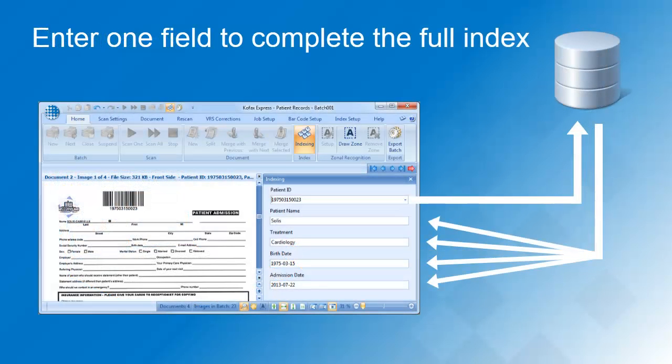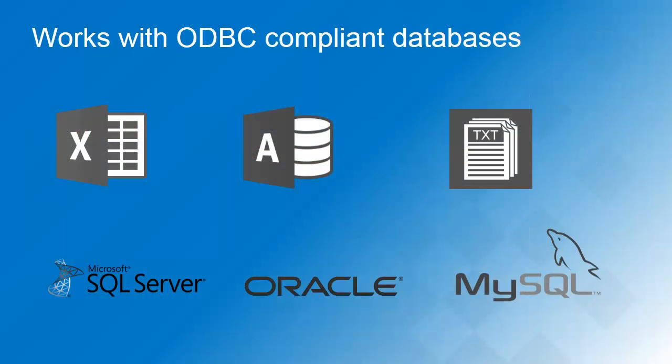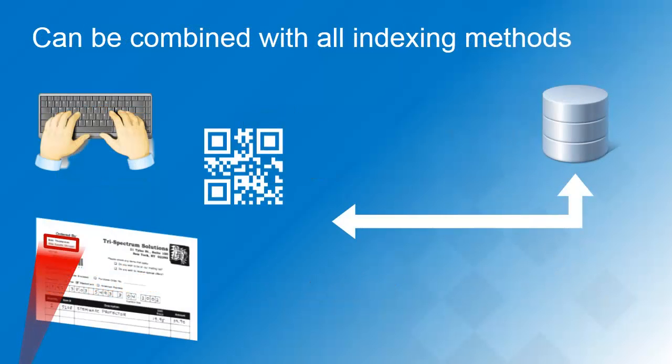You just enter one index field to trigger a lookup in your database to complete all other index fields. Kofax Express checks whether data exists in the database and warns the user when there is no matching record. This reduces errors considerably. You can use any ODBC compliant database. Database lookup can be used in combination with any other indexing method, such as manual data entry, barcode, and zonal recognition.